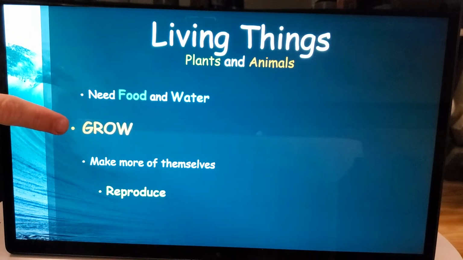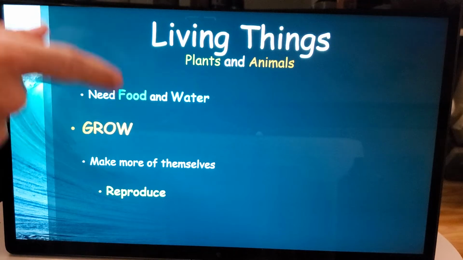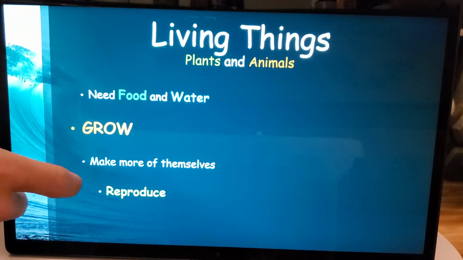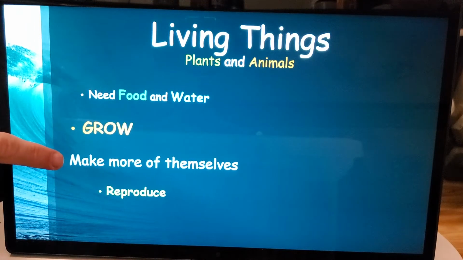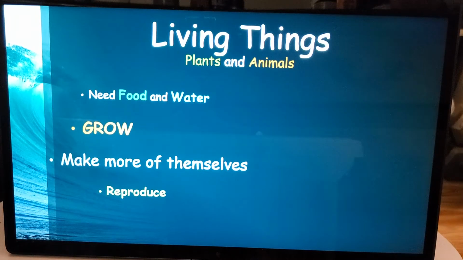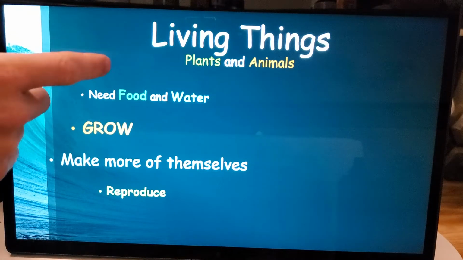Living things grow. Did you see that? They are always growing. All right, living things grow bigger by using the nutrients from the food and the water. All right, and the last thing that song told us, guys, was living things make more of themselves. And they reproduce. Remember, they make more of themselves by reproducing. Now let's take a couple looks at some pictures of living things, all right?